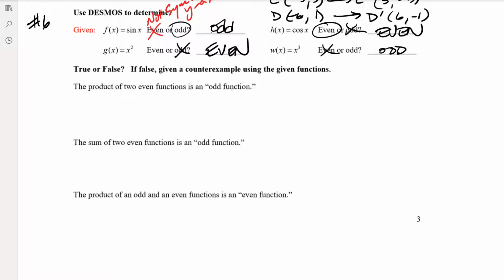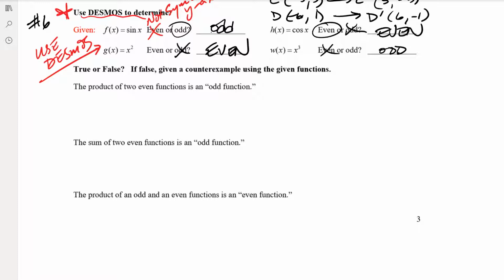So we have 4 functions to play with here. We know they're even or odd just by using Desmos here. So use Desmos to determine all that. I wrote it up here. Okay, so let's answer the following questions here. If false, give a counterexample using the given functions.